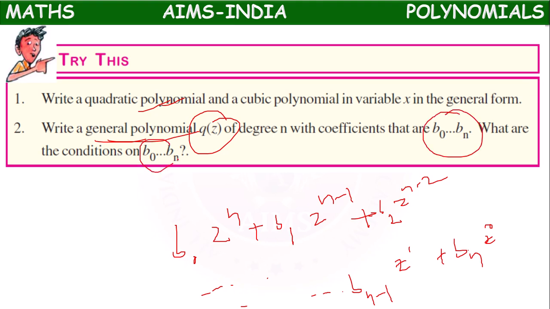What are the conditions for b0 to bn? What about these values? b0 to bn, they should all belong to real numbers. That is the condition.